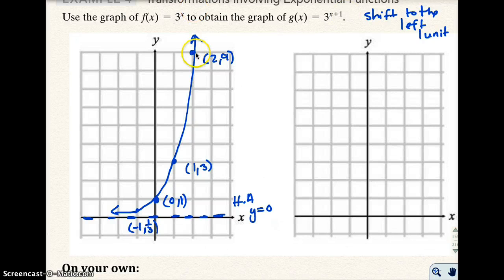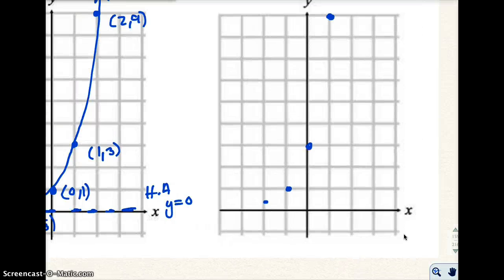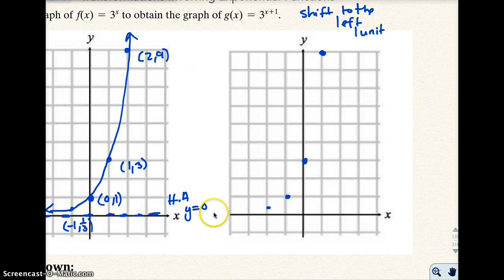So this 2, 9 is now going to be 1, 9. This 1, 3 is going to be 0, 3. This 0, 1 is going to be negative 1, 1. And this negative 1, 1/3 is going to be negative 2 and then 1/3. The horizontal asymptote also shifts to the left 1, but that doesn't change that value or that line at all.